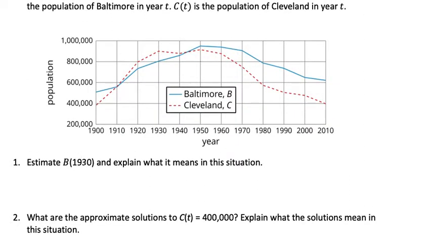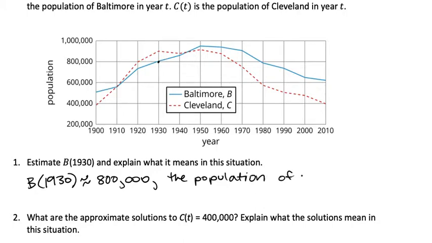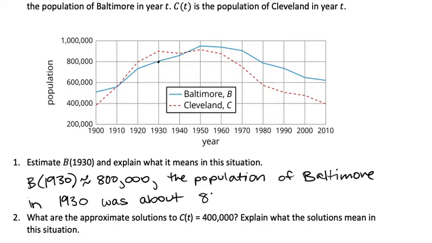So remember, the number in parentheses is our input value, and we want to estimate the output value. So B would be Baltimore, and in 1930, I can look at the graph and see that the population of Baltimore was about 800,000 people. So B of 1930 is approximately equal to 800,000. And this means that the population of Baltimore in 1930 was approximately, or about, 800,000 people.